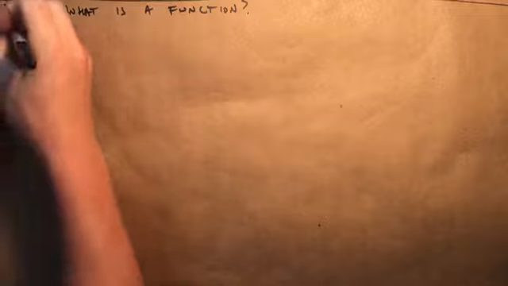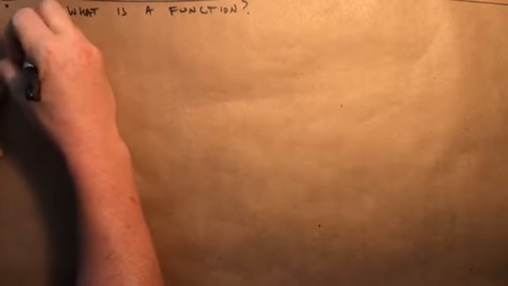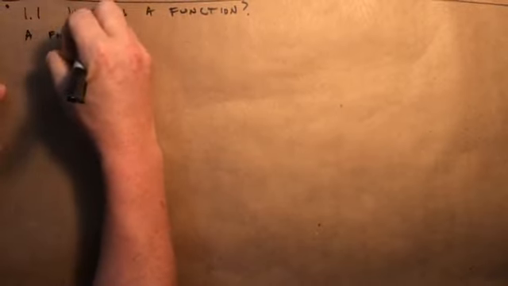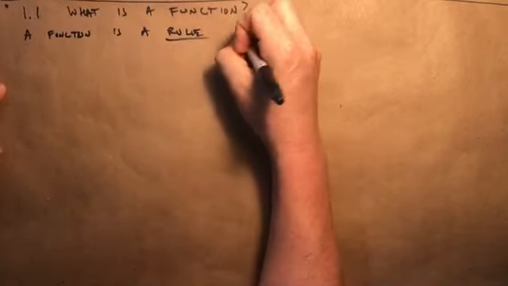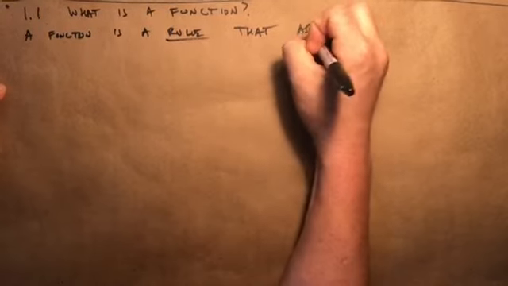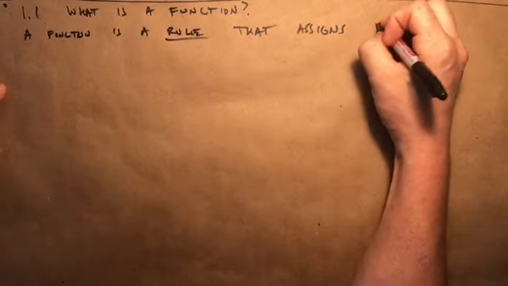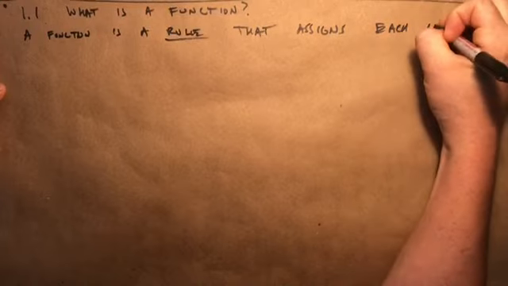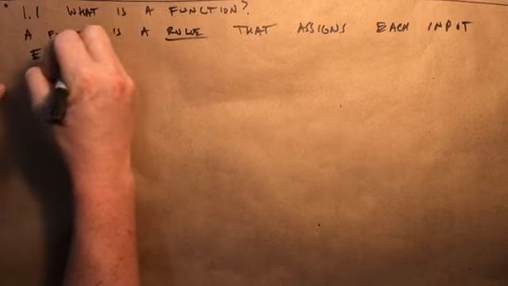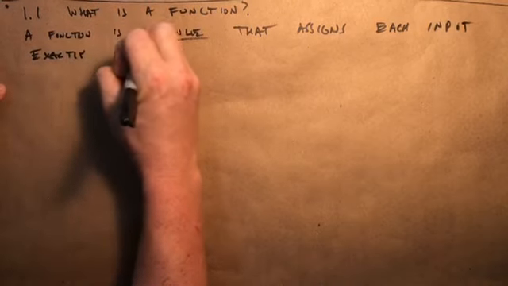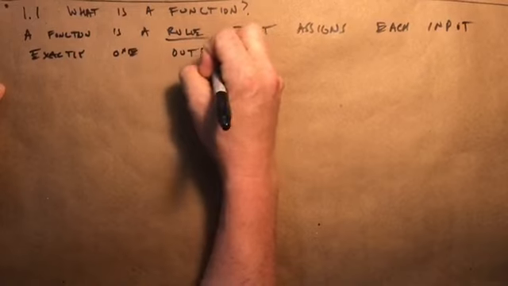Today we're going to start our first video in our Math 105 series, and we're going to start in section 1.1, and the question is, what is a function? And all we can say about a function is a function is a rule that assigns each input exactly one output value.